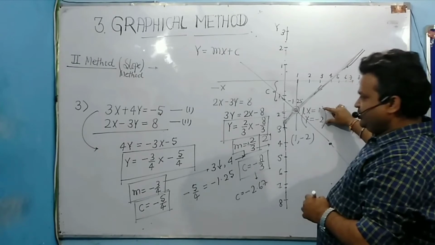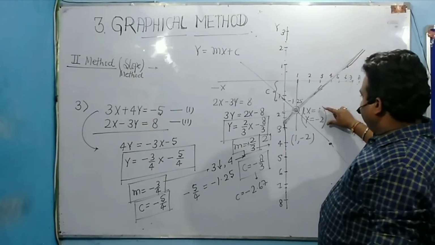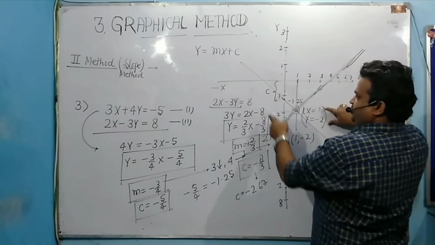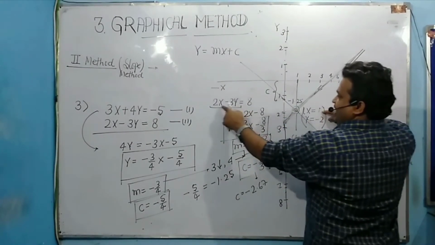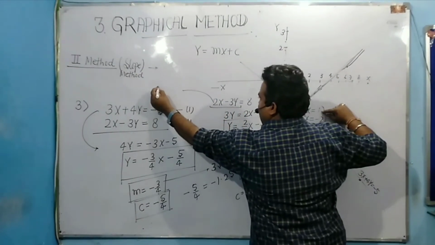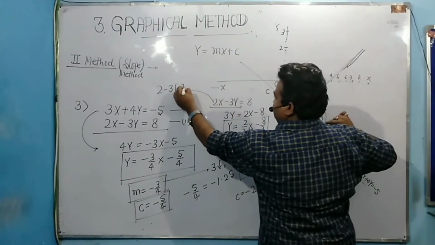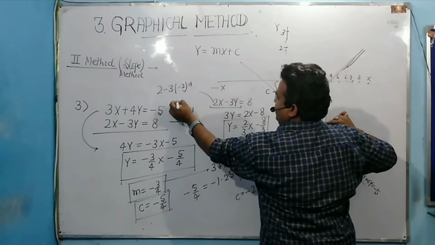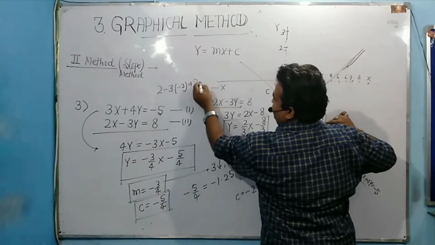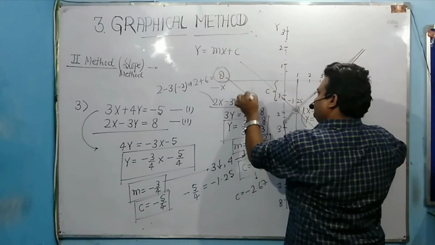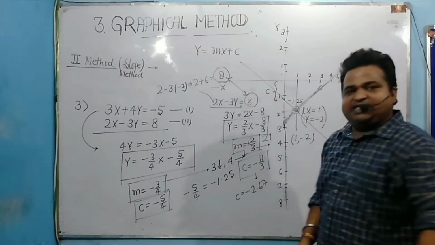Now you can check whether your answer is correct or not. Just put this value in this equation. I am putting this value in this equation to see whether I will get 8 or not. x equal to 1, so from here I will have 2 minus 3 into y equal to minus 2. Minus 2, so I will have 2 plus 6 gives 8. So this value remains the same. It means my answer is correct.